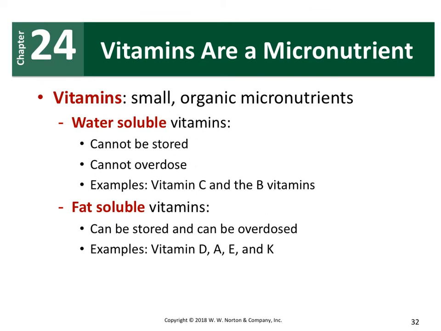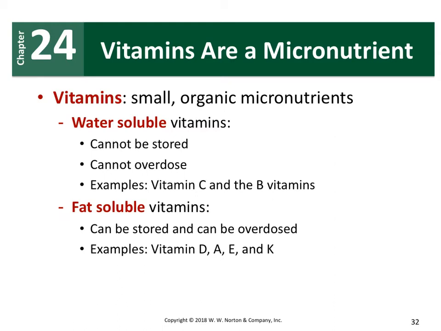So, vitamins, small organic micronutrients. There are 2 kinds of vitamins. Water-soluble vitamins, they can't be stored. You can't overdose on them. If you take more than you need, they're excreted out of the kidneys. Examples are vitamin C and vitamin B vitamins, okay?